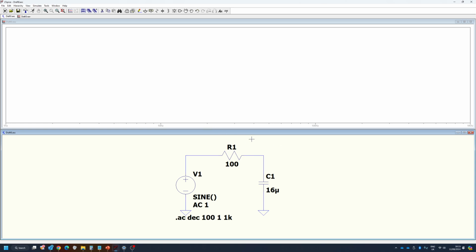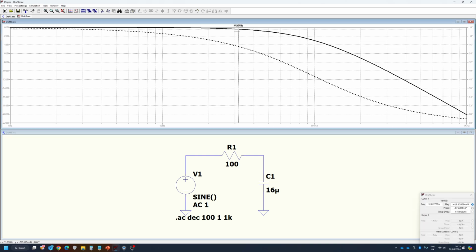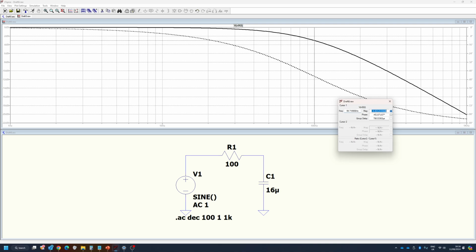I'm going to simulate, it's simulated, and I want to see the voltage of this capacitor. We see here at 0 dB, when we go very close to 100 hertz, right here, we have a magnitude of minus 3 dB. That means half of the power is circulating over this capacitor, and therefore to my load as well, which would be connected here. This is it.